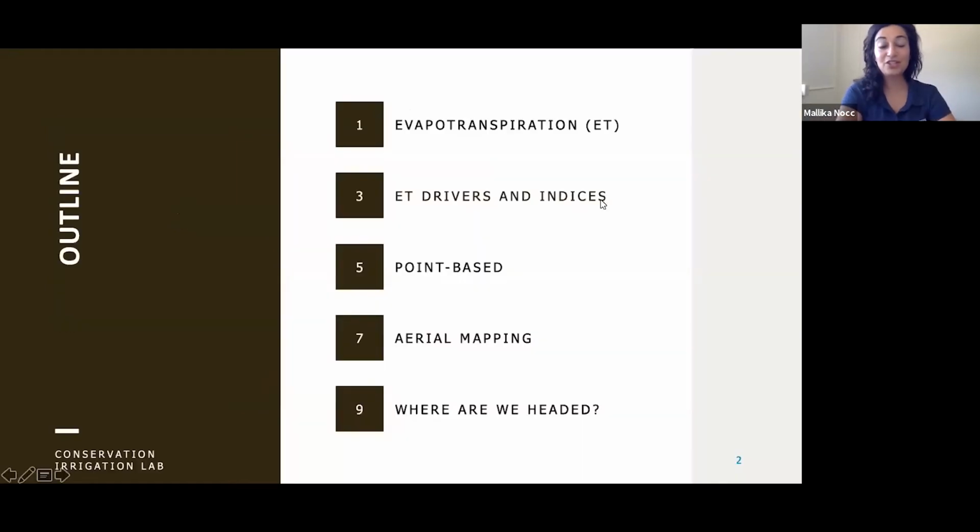So we're going to start by just talking a little bit about evapotranspiration or crop water use, and also the drivers of evapotranspiration and some of the indices that are important for measuring it. And that gets us to thinking about it in this spatial sense, in evapotranspiration mapping, as well as crop water stress mapping. Before you understand crop water stress, it is important to understand crop water use.